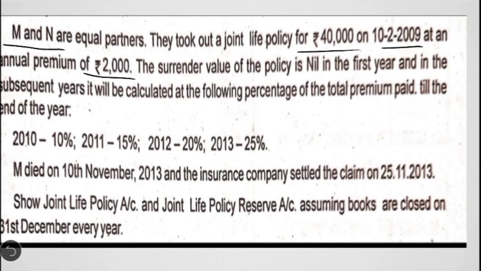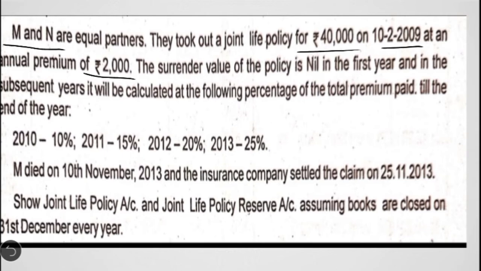For the year 2011, it will be 15% of the total premium paid so far. 2012 it will be 20%, 2013 it will be 25% of the total premium paid till then. Okay. M died, that is one of the partners died on 10th November 2013 and the insurance company settled the claim on 25th November 2013.